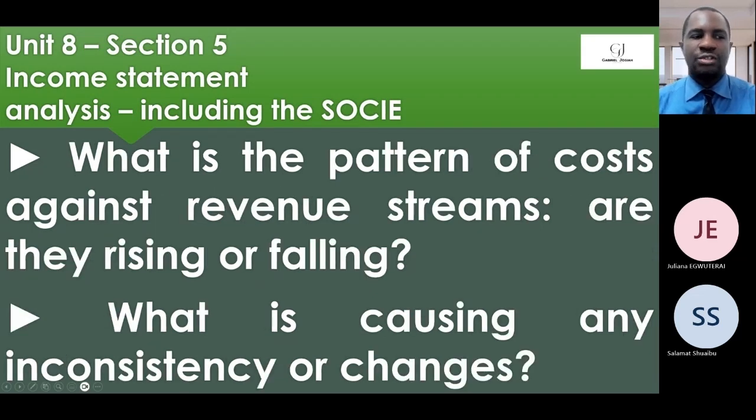What is the pattern of cost against revenue? Looking at the cost of sales, looking at admin and distribution, looking at internal expenses, finance cost, looking at depreciation and amortization, looking at tax. What are those costs against revenue? Are they rising or are they falling? Very important. So from your direct and your indirect cost, please take note of the patterns. Also, what is causing inconsistency or changes in this cost? What is taking them high? What is bringing it low? Take note of it so that you can discuss elaborately in your commentary.